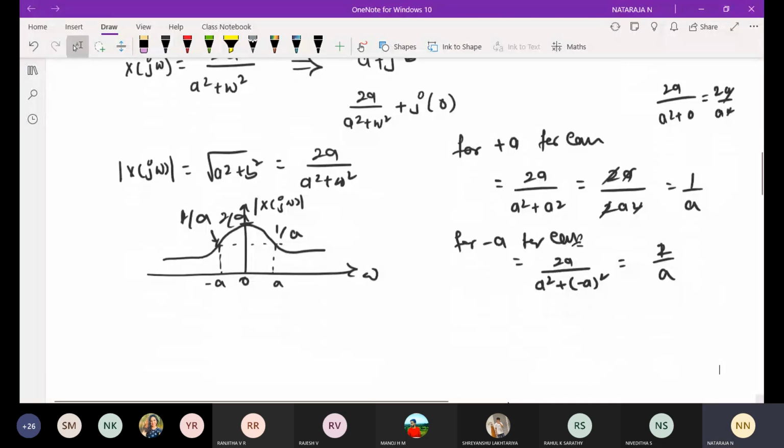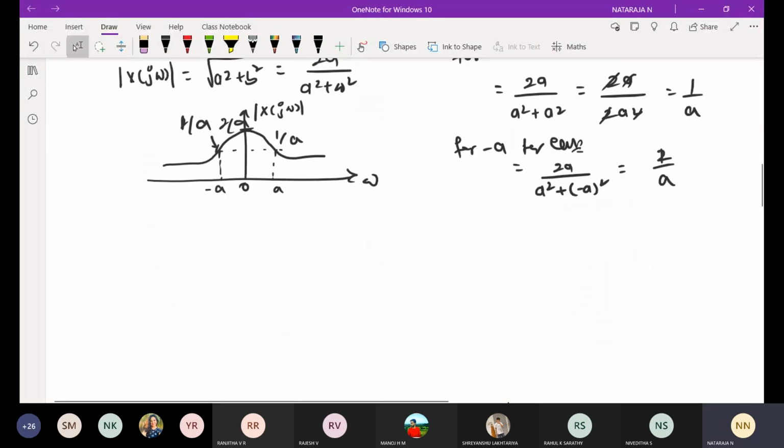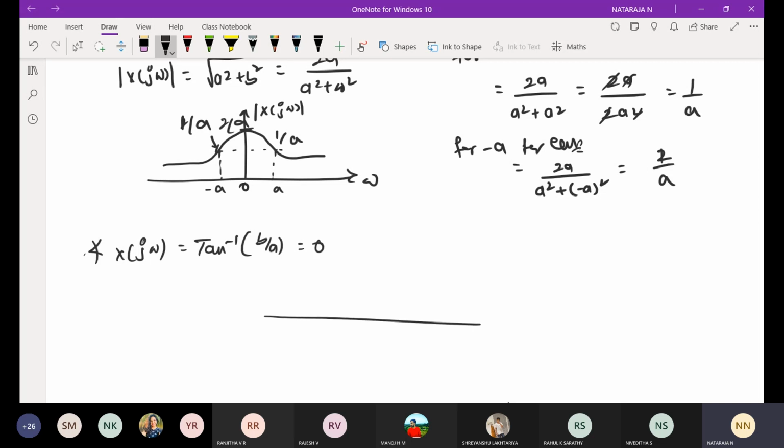Next, we need to find the phase. For phase, angle of X of j omega is equal to tan inverse of b by a. That is, b will be 0, so you will get 0 only. So from that equation you are not getting X of e power j omega. This will be 0. No information.